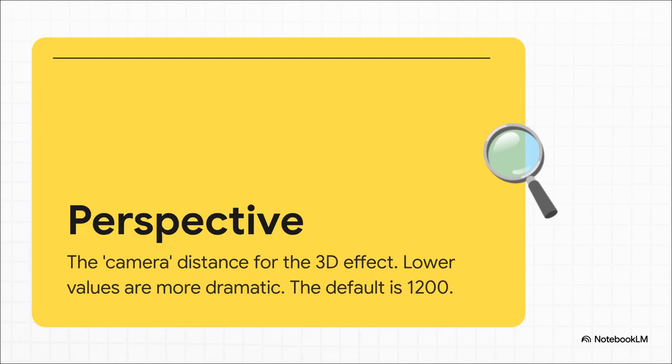Next up is perspective. Now this one's really cool. The absolute best way to think about this is it's the camera lens you're using to look at the object. If you use a small number, it's like you're right up close with a super wide-angle lens. You get a ton of distortion and a really dramatic effect. But if you use a larger number, it's like taking a few steps back, which makes the whole thing feel way more subtle. The default 1200 is kind of that just right sweet spot.